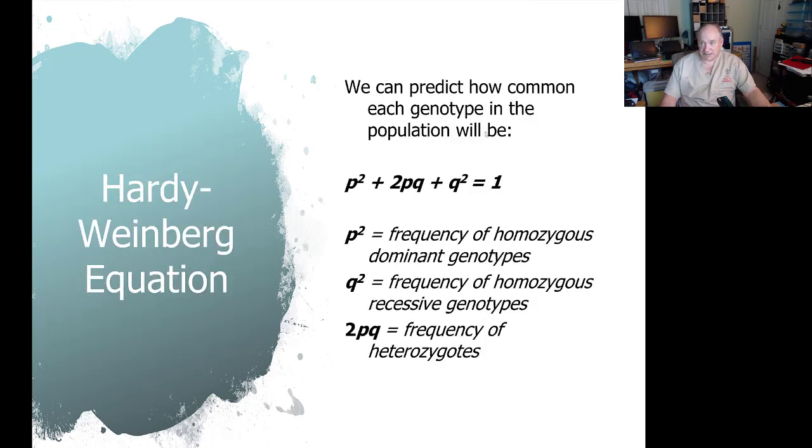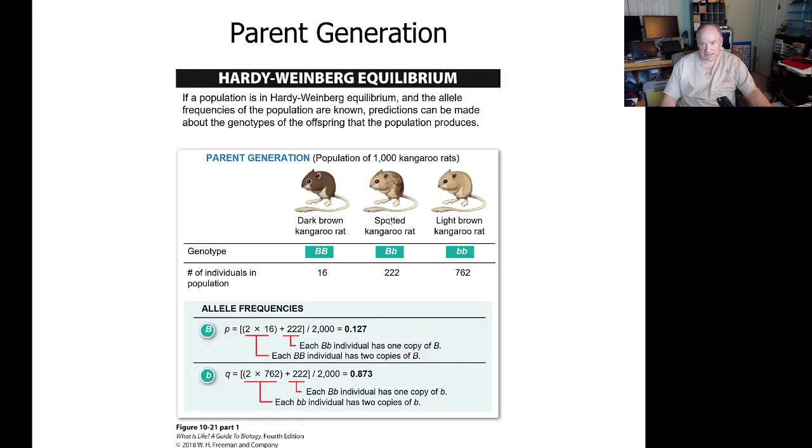We can predict how common each genotype in the population will be: the frequency of the homozygous dominant genotype, the frequency of the homozygous recessive genotype, and then the frequency of the heterozygote. They should all add up to 1. So if a population is in Hardy-Weinberg equilibrium and the allele frequencies of the population are known, predictions can be made about the genotypes of the offspring. This of course came from the Punnett square and looking at the ratios, from Gregor Mendel's concept, and this was carried farther with Hardy-Weinberg.